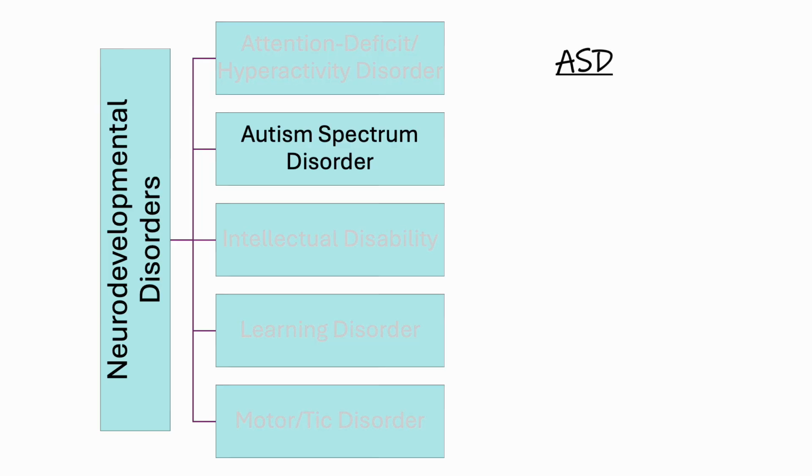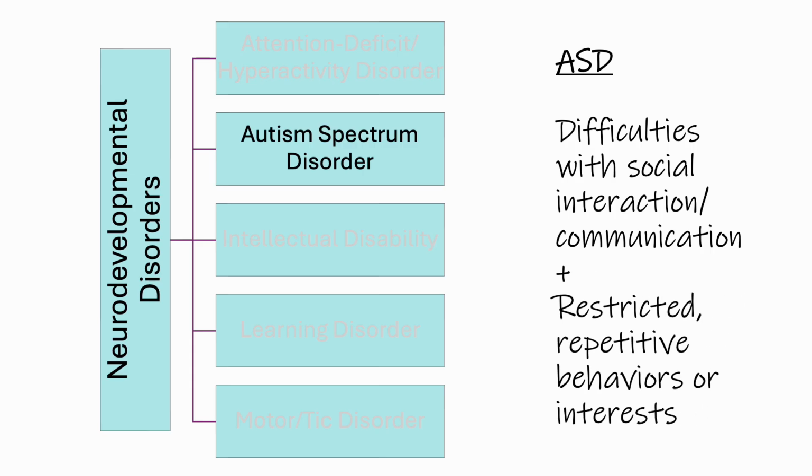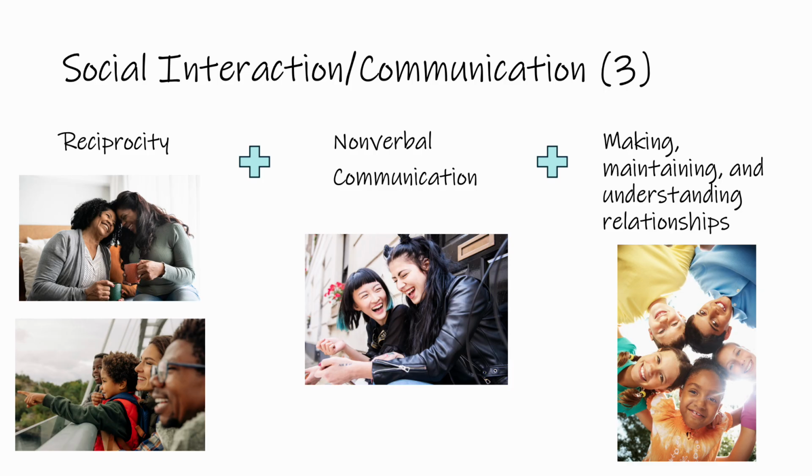Autism can be diagnosed at any age, but symptoms start in early childhood, often by age 2 or 3. Some features may not become fully apparent until later life demands outweigh the individual's inherent ability to meet those demands. Features of autism are grouped into two major categories: difficulties with social interactions and communication, and patterns of restricted interests or repetitive behaviors. To meet criteria for an autism diagnosis, a person needs persistent deficits in reciprocity, nonverbal communication, and making, maintaining, and understanding relationships.